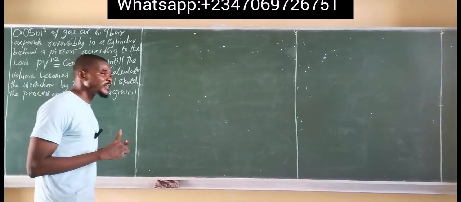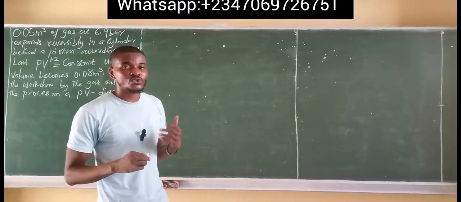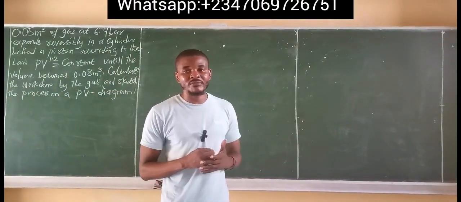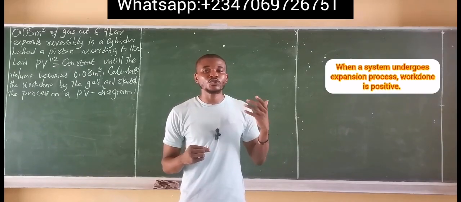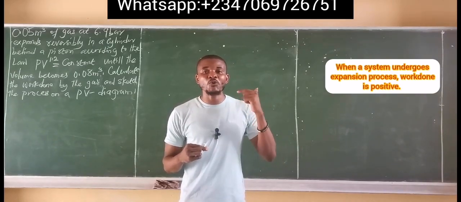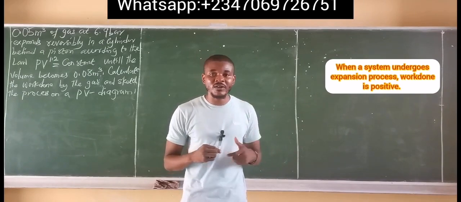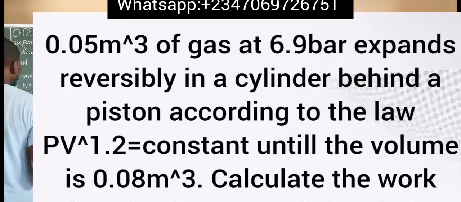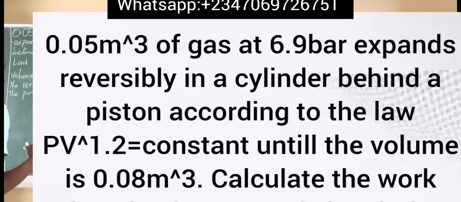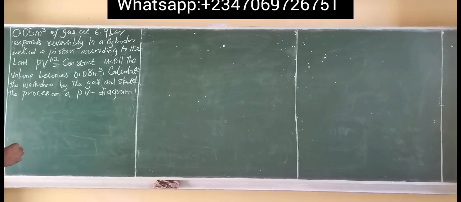So in the previous video, I gave out sign conventions to solve any problem involving work done in thermodynamics. And I said in that sign convention, when a system undergoes an expansion process, then automatically the work done must always be positive. And if you look at this question, the gas expands reversibly. So automatically, you already know that if you solve for this problem, you should have your work done to be positive. It can only be negative when there is a compression process, or when the system undergoes compression.